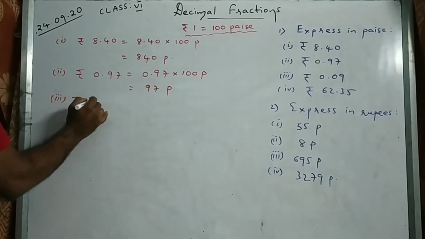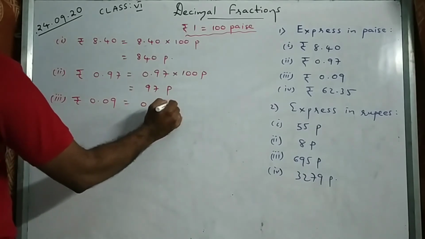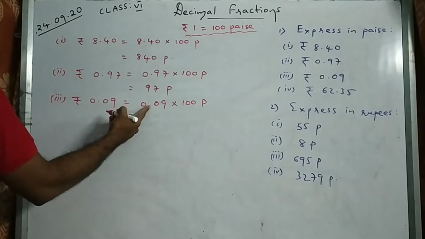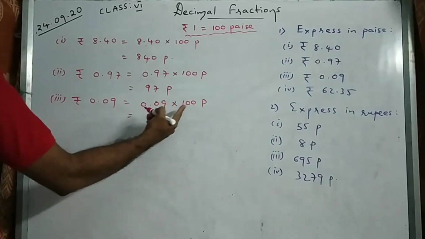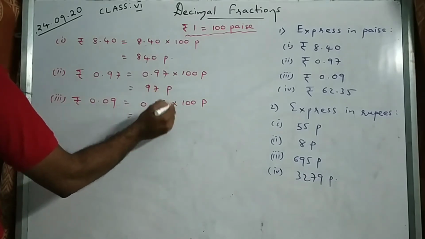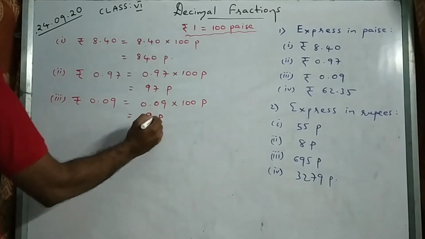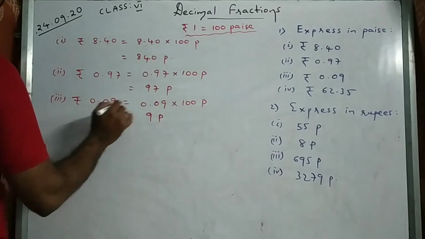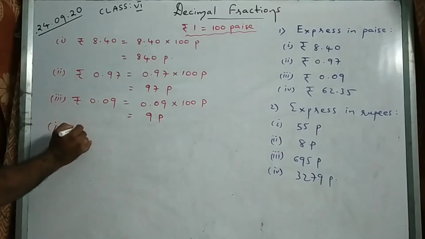Rupees 0.09. 0.09 into 100 pies. Here after decimal we have 2 digits, here 2 zeros. So the point will be moving towards the right side, 2 digits. So after 9 we will get the decimal, so there is no use of keeping it. So 9 pies. Rupees 0.09 means 9 pies.